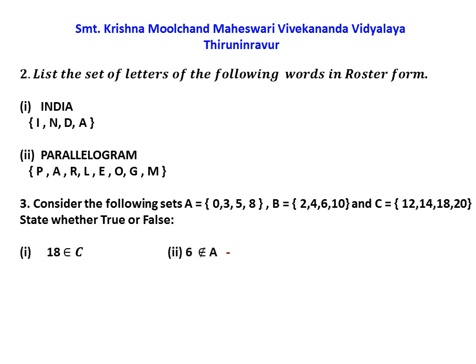First one, 18 belongs to C. Second one, 6 belongs to A. Third one, 14 does not belong to C. Fourth one, 10 belongs to B. 5 belongs to B. 0 belongs to B. Let us check. What is the first one? 18 belongs to C. So we have to look at the set C. Check the elements 12, 14, 18, 20. 18 is there? Yes, 18 is there. So it is true.